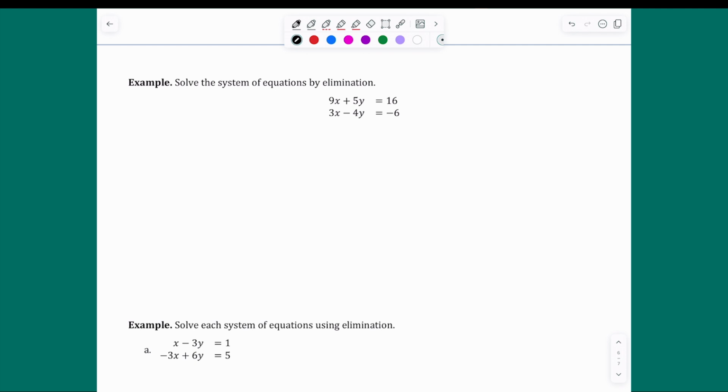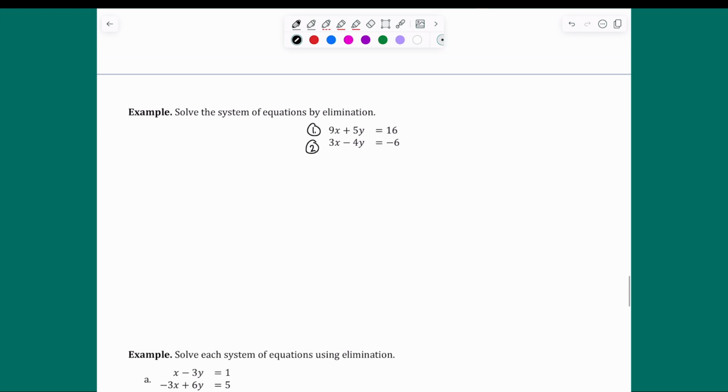So solve the system of equations by elimination. We have 9x plus 5y equals 16. I'll call that equation 1. Then we have 3x minus 4y equal to negative 6. I'm going to call that equation 2. All right, so here we don't have quite opposites, but I know that 3 goes into 9, and so I'm going to take advantage of that.